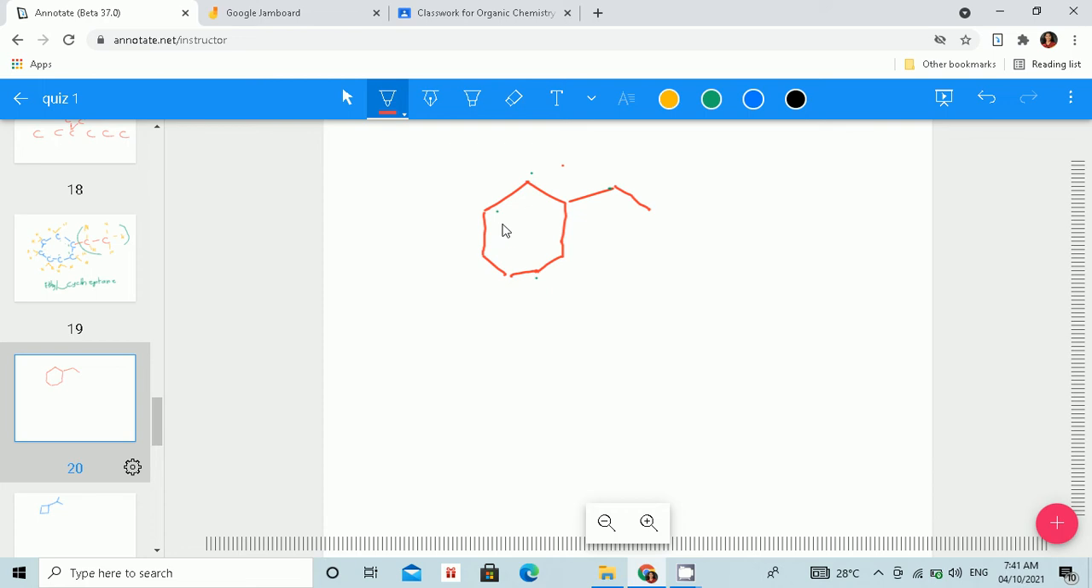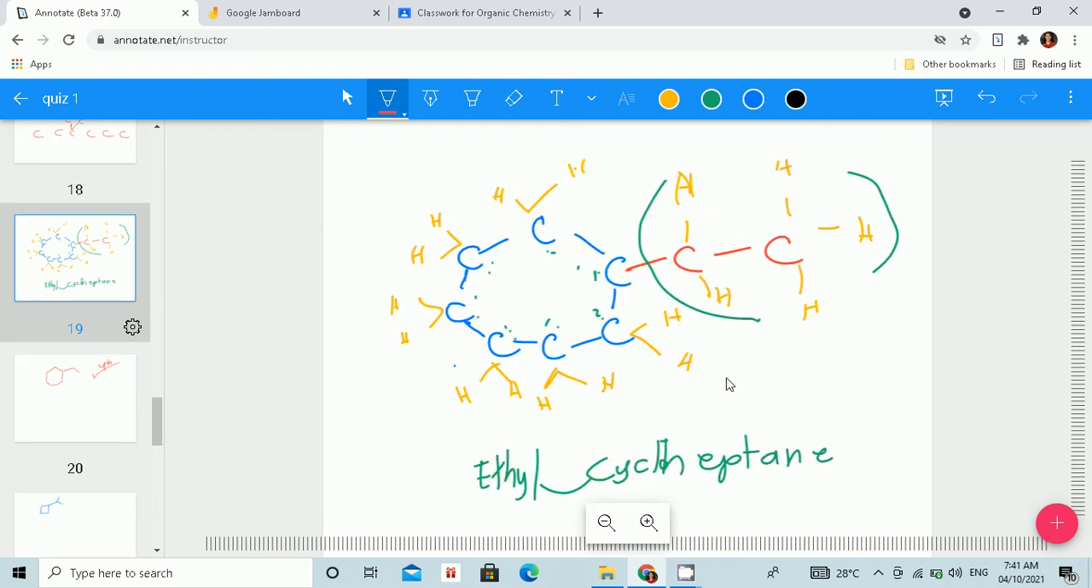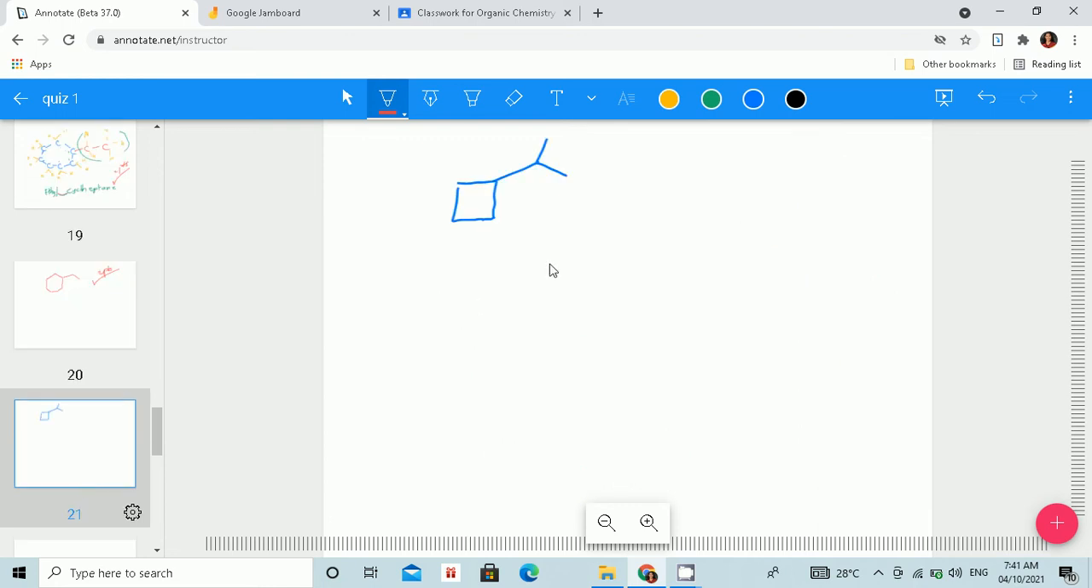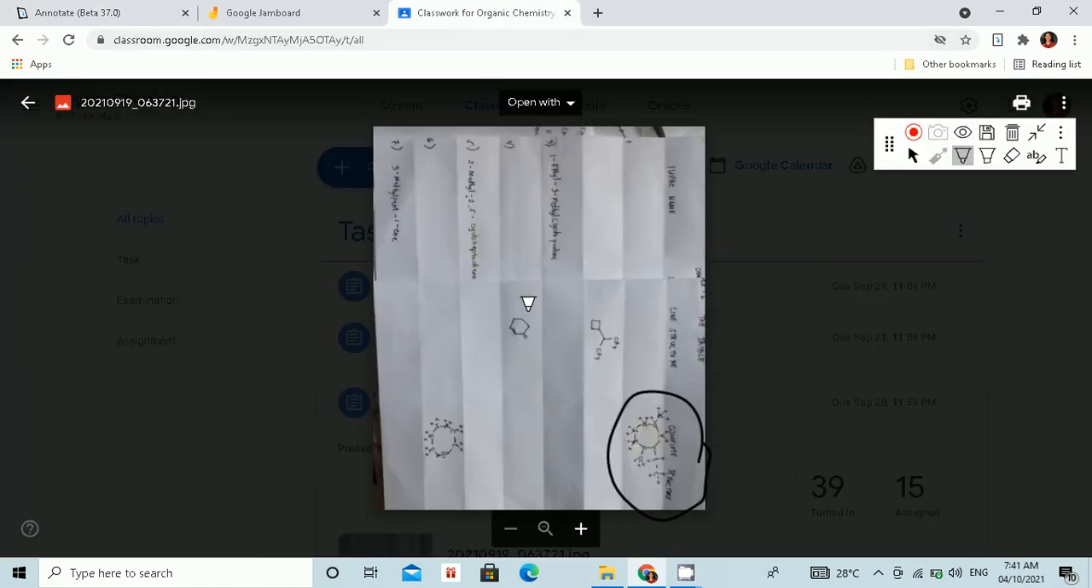This is number 1. So if you got this, you get 2 points. And for the IUPAC name, it's also 2 points. Remember, class, it's one word. Okay, then we have number 2. For number 2, we are given this one.